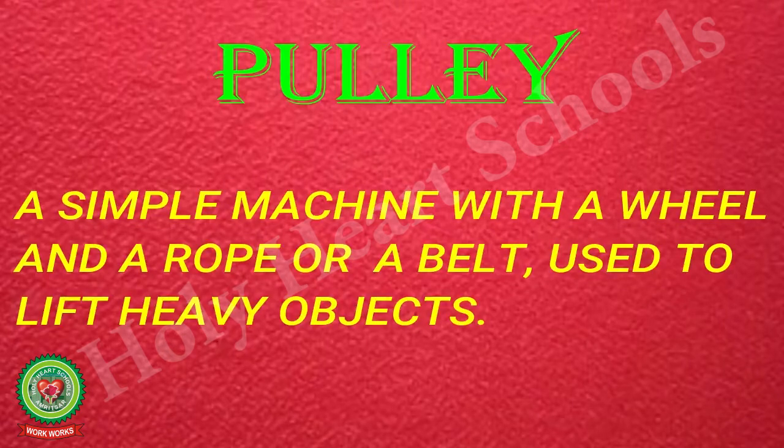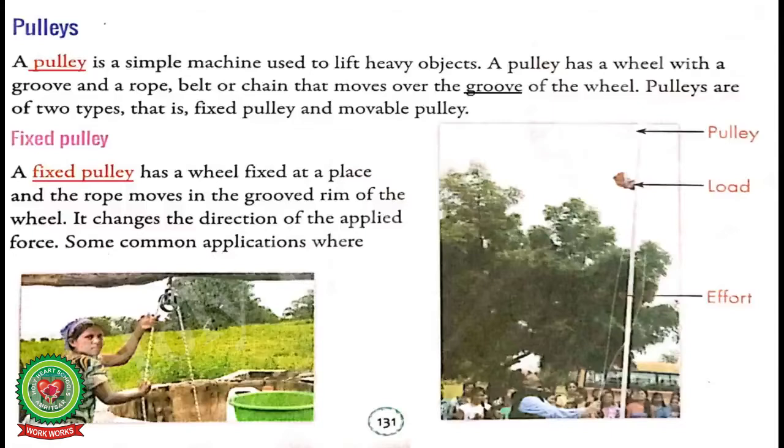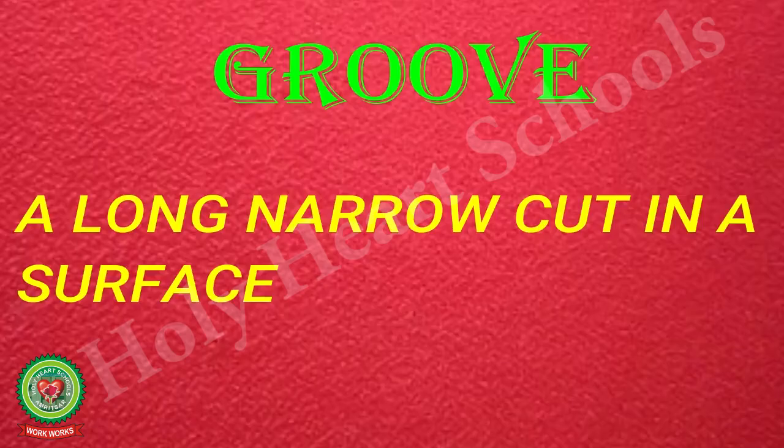Students, a pulley has a wheel with a groove and a rope, belt or chain that moves over the groove of the wheel. Underline the word groove and write down its meaning: a long narrow cut in a surface.